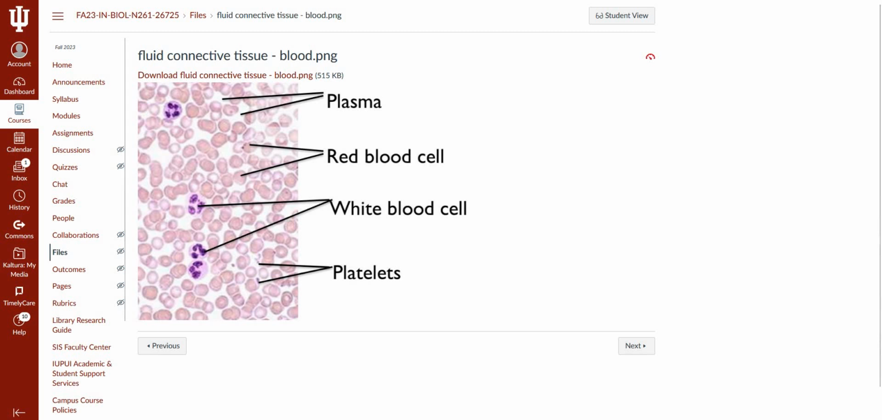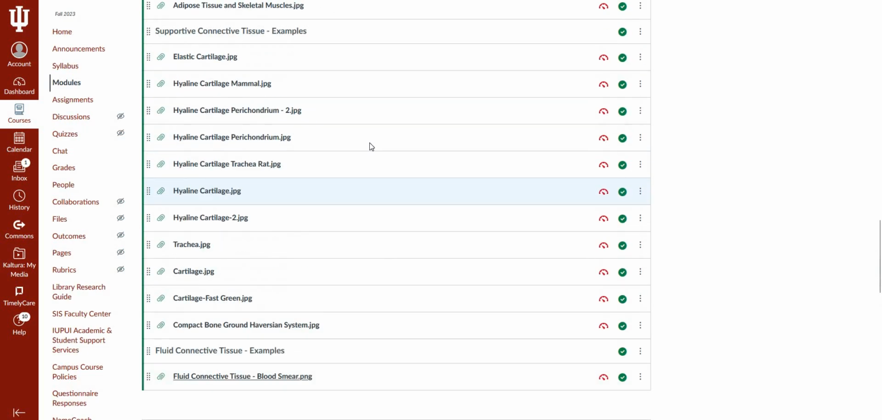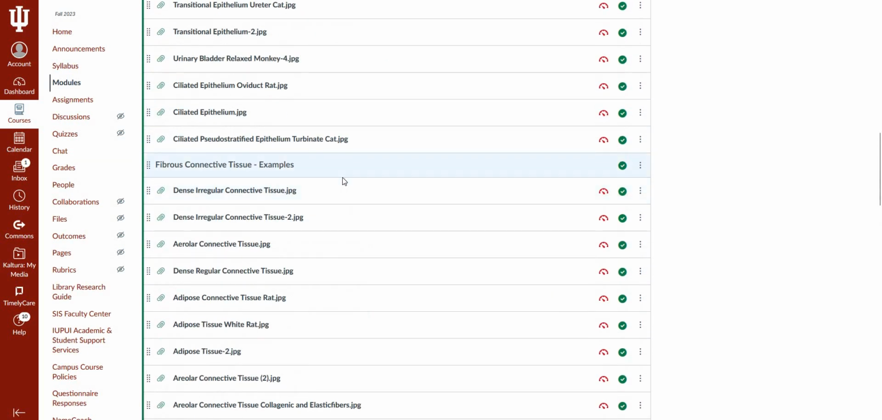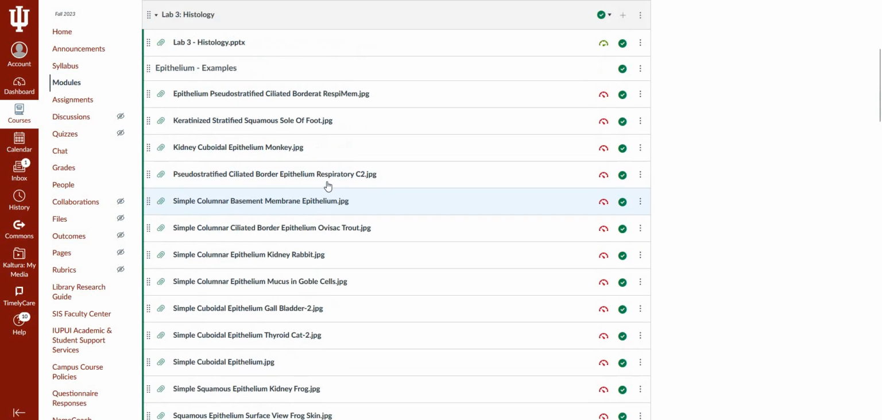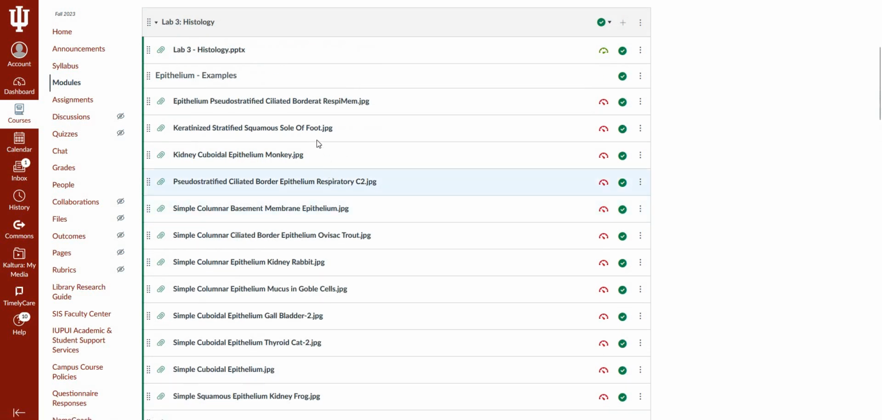And that covers our connective tissue. So it is a lot. Use the table in your worksheet to help you, and then look at all of these examples on Canvas because they're going to give you a lot of practice identifying microscope slides and looking at histology.